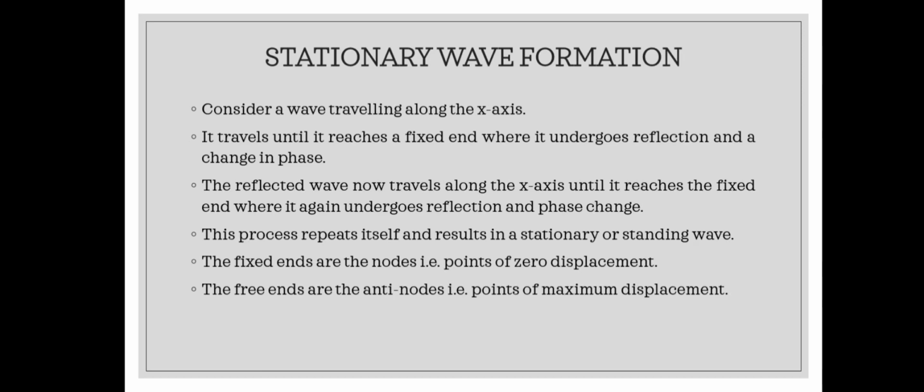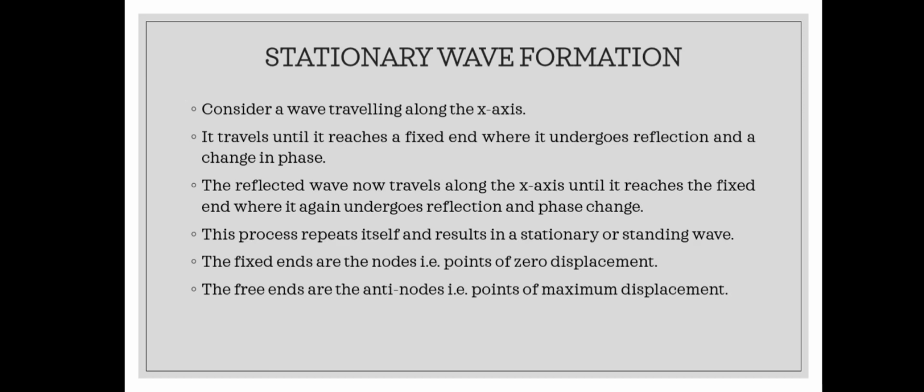But while it is traveling along the x-axis, there might be another wave coming from left to right, and that's where the interference can take place. It can be constructive or destructive interference, which will lead to the formation of stationary waves. So the fixed ends are called the nodes or points of zero displacement, and the free ends are antinodes or points of maximum displacement. Now don't worry about nodes and antinodes.